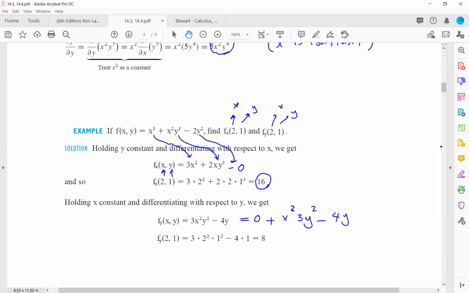Now you plug in 2, you plug in 1, you get 0 plus 2 squared times 3, and y is 1, 1 squared minus 4 times 1, which is 8. Very well.